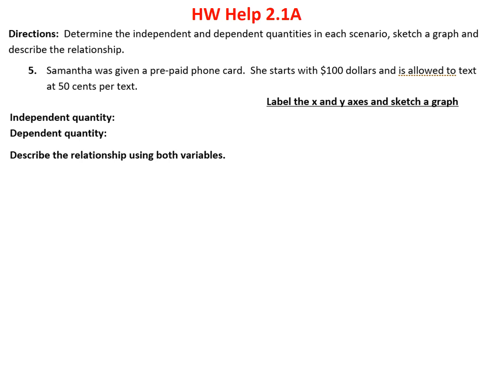Problem 5 says that Samantha was given a prepaid phone card. She starts with $100 on the card and is allowed to text at 50 cents per text. As we look at the variables here, the biggest variable we see is going to be the number of texts she has, because every time she uses it, it costs her 50 cents. The thing we're determining here is how much money is on her card. She starts with 100, but it starts going down. So our independent quantity is going to be the number of texts that she makes. Our dependent quantity is going to be the money or the balance on the card.